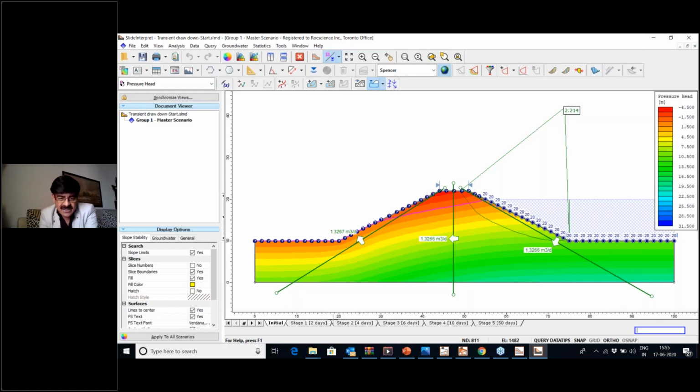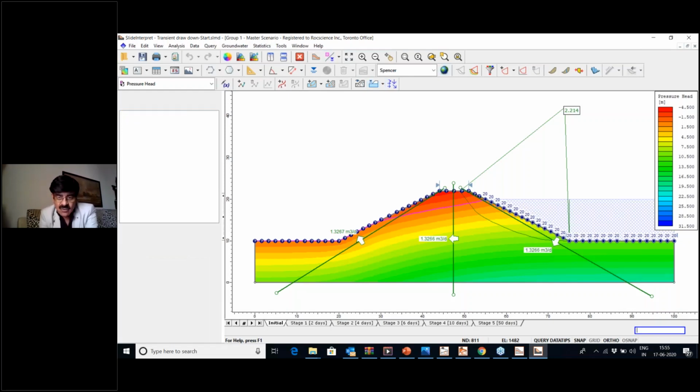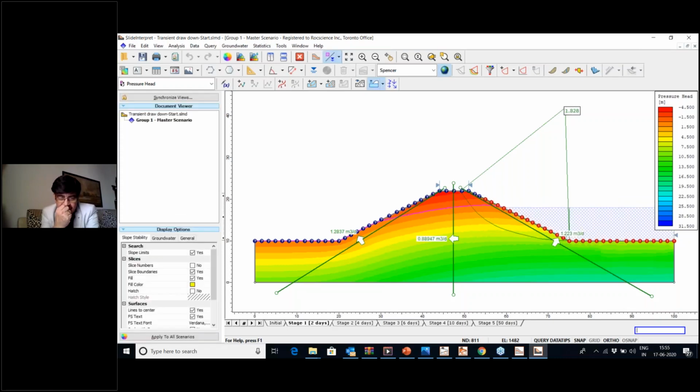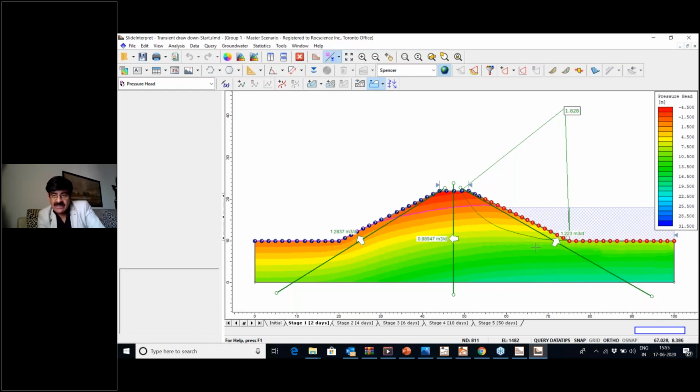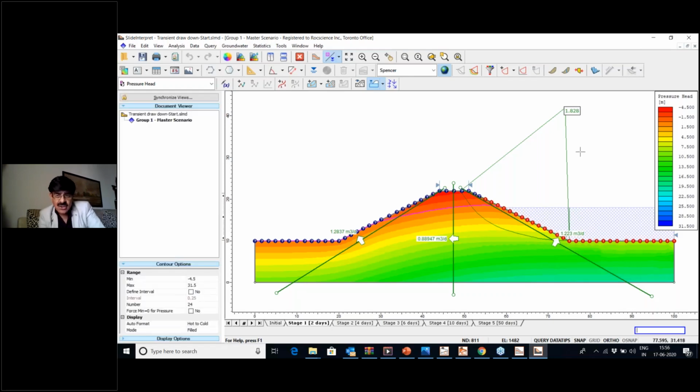Let's go to the next stage here. You look at the tabs here. Stage 1, which is 2 days. After 2 days, some drawdown takes place, and transient conditions are there now, as you can see, those red things. You immediately notice that the discharge is not constant, which is what you would expect in the case of a drawdown, which creates transient water flow conditions. In fact, some water is actually going out of the embankment here, and the factor of safety drops to 1.828.